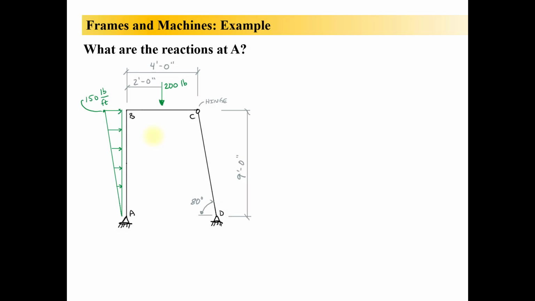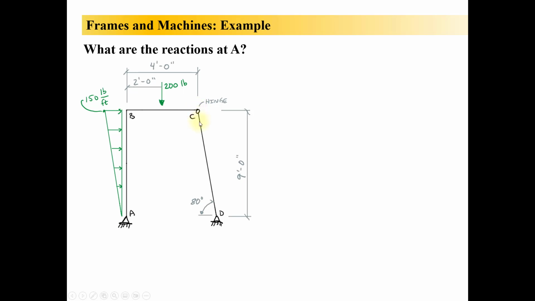Here's an example of a frame. We have here a member that is pin supported at A. We have one continuous member that goes up to B, turns 90 degrees, and goes to C. So that L shape is like one solid member. And then there's a hinge right here at C.